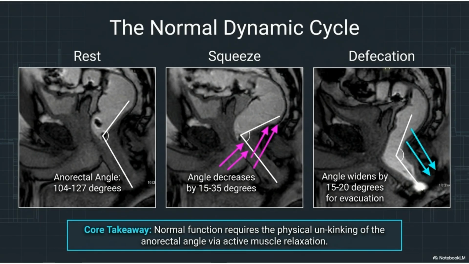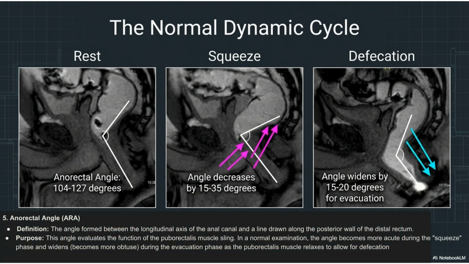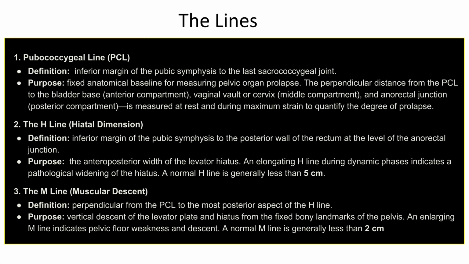In a normal dynamic cycle, the anorectal angle is between 104 and 127 degrees at rest. It decreases by 15 to 35 degrees during squeeze and widens by 15 to 20 degrees during defecation to allow for evacuation. 3 key measurement lines are used to quantify pelvic floor prolapse.